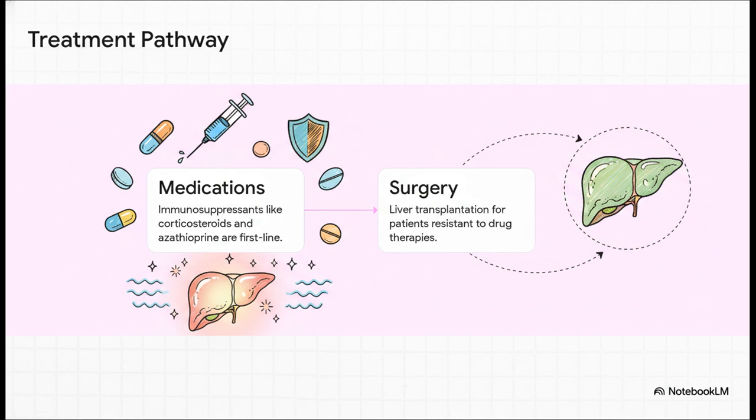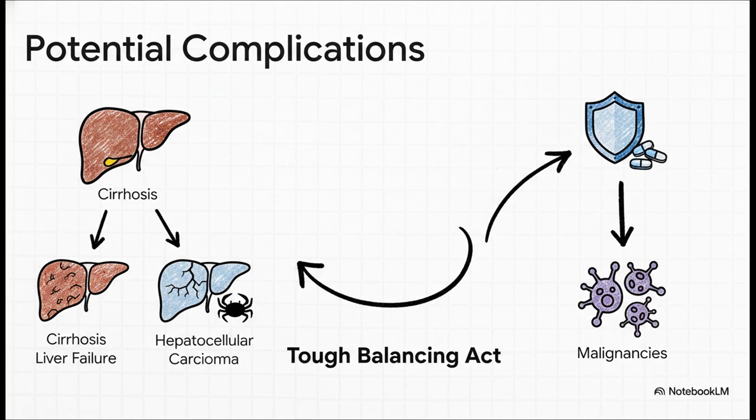But if the drugs don't work, or the disease is too advanced, a liver transplant is really the only definitive life-saving move. So what are we trying to stop from happening? Well, if you don't treat AIH, it can lead to some really serious stuff. Cirrhosis, liver failure, even liver cancer. But, and this is the tough part, the treatment itself has risks. Being on immunosuppressants for years can actually increase the risk of other types of cancers. So it's this constant, tricky balancing act.